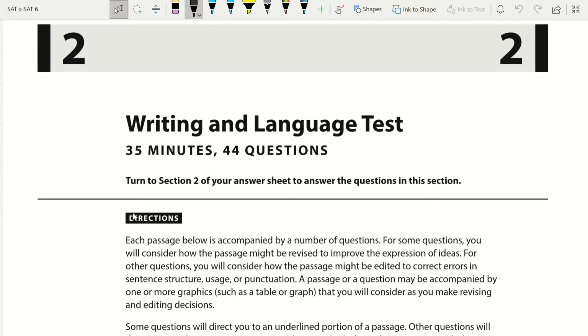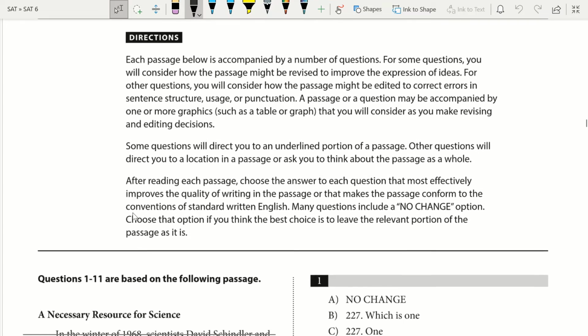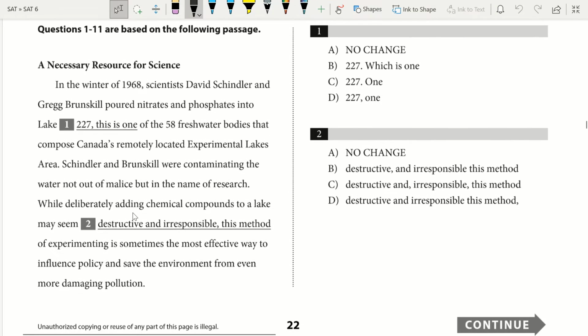So what I'm going to do is take you through the passage, and then as we approach a question, I'll show you what I look for, and then I'll show you what I see as the question type, and then I'll take you through the correct answer and how to get there. So we'll go ahead and start with number 1, a necessary resource for science.